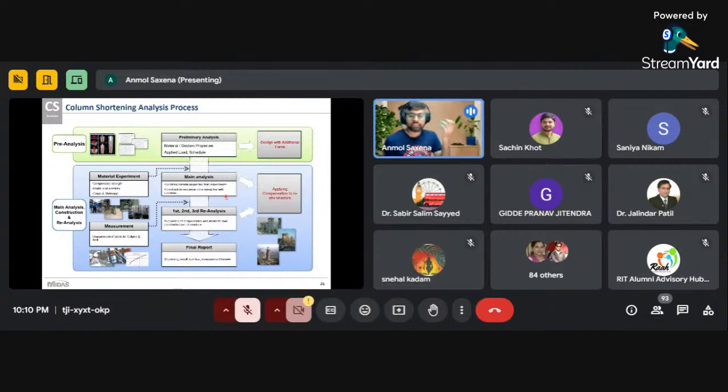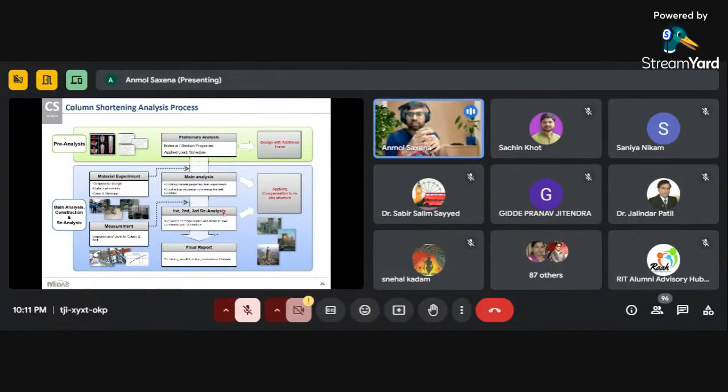During the construction, strain gauges, load gauges, and everything will be applied, and then we also note what is happening at the actual site. Suppose the analysis says the column should be shortened by 20 mm, but the column is shortened by 25 mm. In that scenario, we have to update the model in the first, second, third reanalysis.